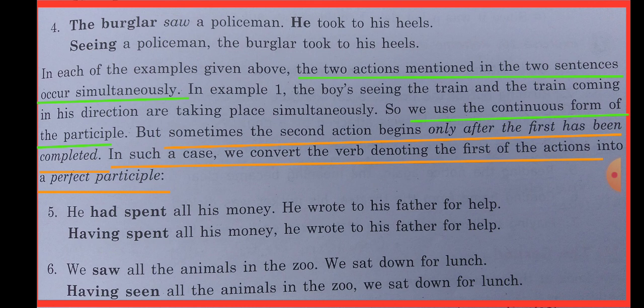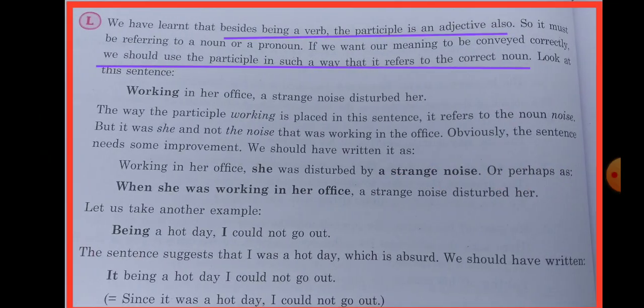Here we have used the perfect participle form of the verb. So we convert the verb denoting the first of the actions into the perfect participle. This is a use of the participle to join two sentences. Now what have we learned?